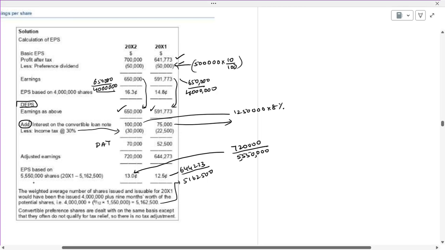0.129, 129, or 13 cents. Okay, yes, 12.9 cents, correct. The only thing is, now I will have profit after tax. You have to pay.